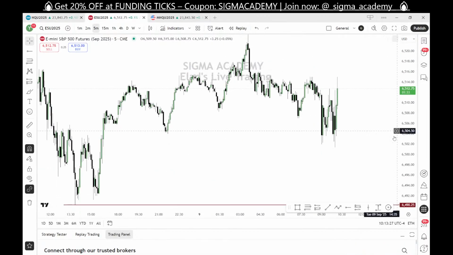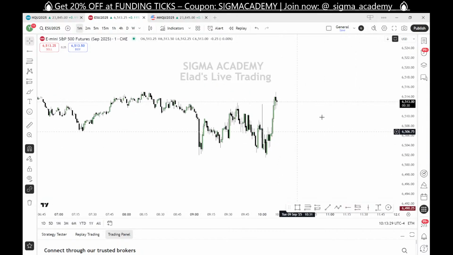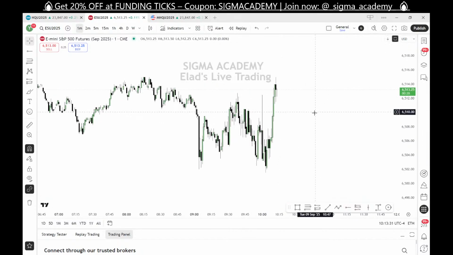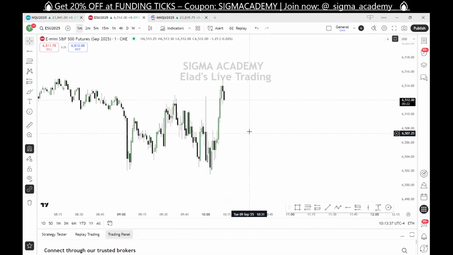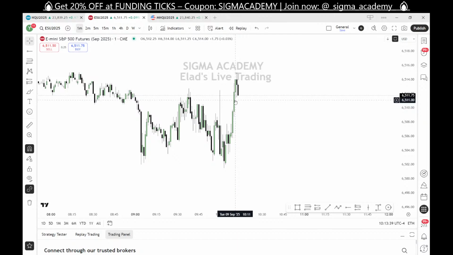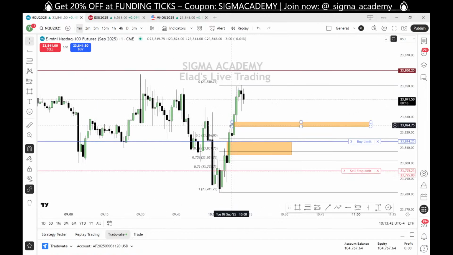Let's see what happens in the ES. On the ES, it is stronger also. First fair value gap, second fair value gap. It won't go higher without tapping into a fair value gap. So the NQ should go lower too. Maybe this area, maybe it will go to my buy order. I need to wait.